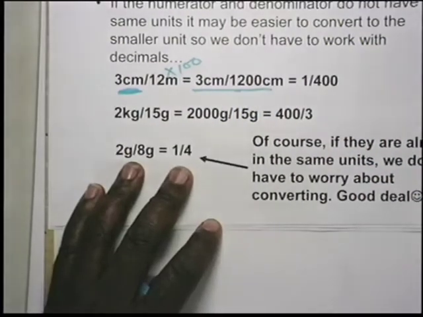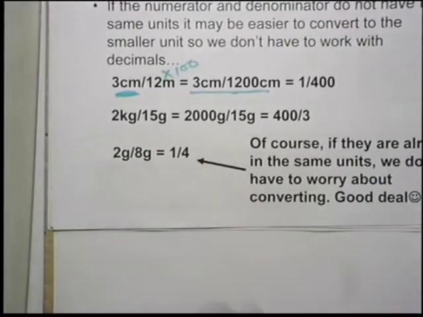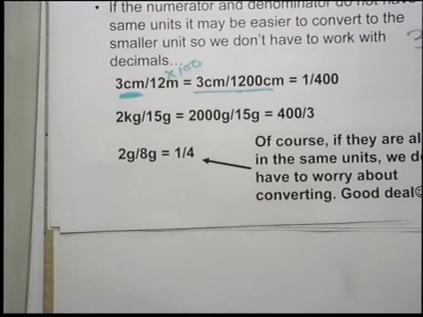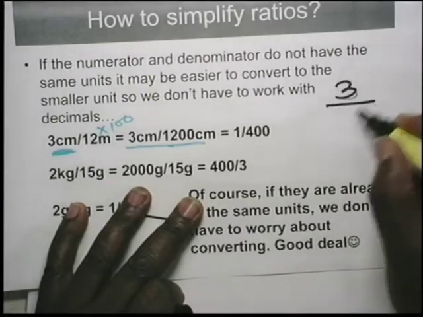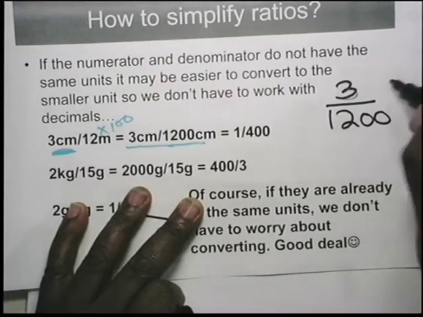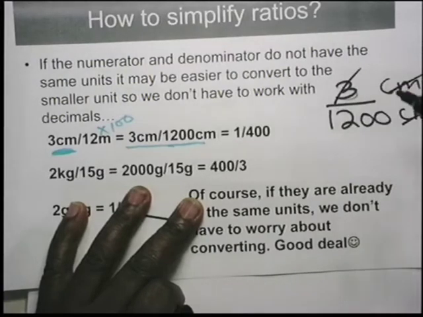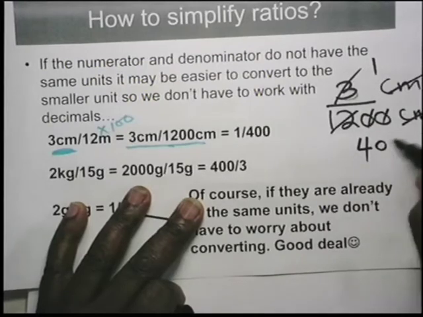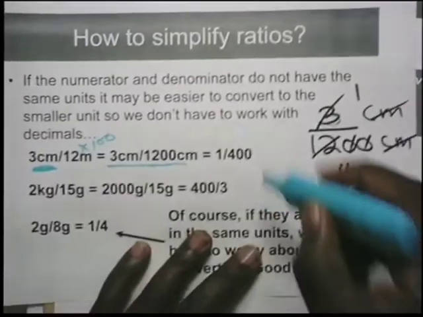Now, if we are to simplify that one further, you remember what we did? It's just the same as 3 over 1,200. The centimeters are there, okay, but they cancel, all right? Now, if we say 3 into 3, 1. 3 into 12, 4. Then the zeros, we just bring them down. 1 over 500, which is the number that we can see here.